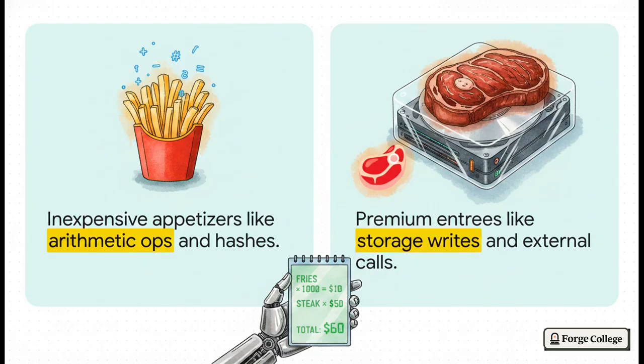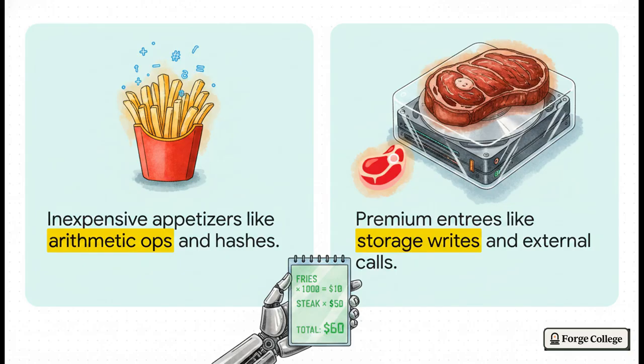Think about it for a second. Computing a hash or doing some basic addition, that is incredibly fast and cheap for a network node. That's a basket of fries. But a persistent storage write, that means literally every node in the entire network now has to update its hard drive and store that data permanently. That right there is a dry-aged steak, and the network is absolutely going to charge you a massive premium for it.